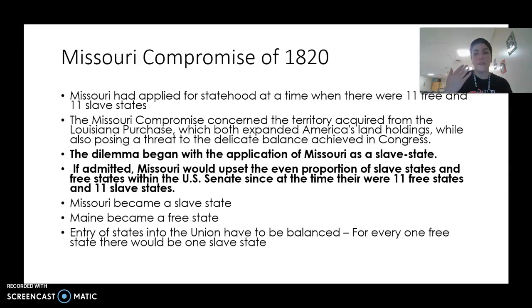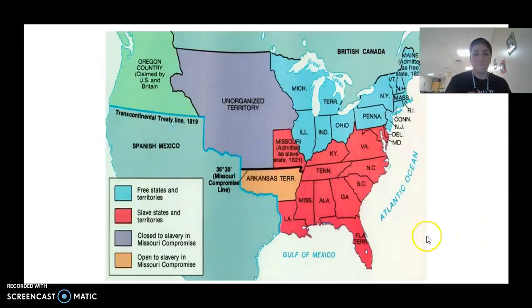So if you end up having Missouri become a slave state, you need to have another free state. So after the Missouri Compromise, Missouri becomes a slave state, but Maine becomes a free state, and that ends up balancing the Union. This is a big thing that starts, once again, the slavery debate. We're gaining more states. We have this argument happening a lot more than it used to.